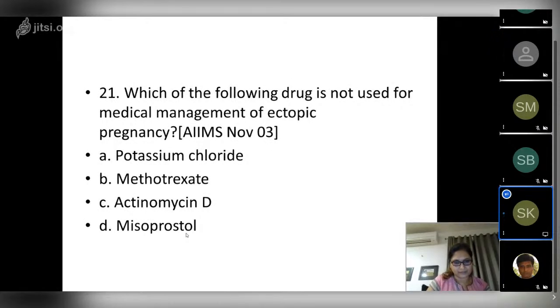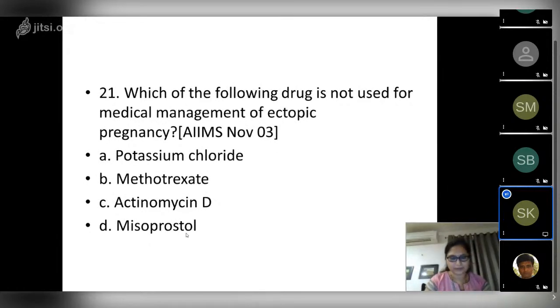Where else is it used? PPH. Very good. Then where else? It is also used for the induction of labor. In small doses, 25 to 50 micrograms every 4th or 6th hourly, depending on whether it is a primigravida or a multigravida, we use misoprostol for induction of labor also. And of course, for MTP, medical abortion, and as you told, for PPH, we use misoprostol.